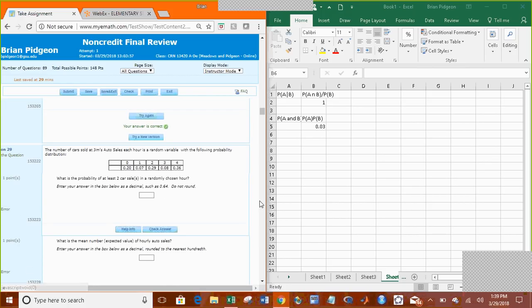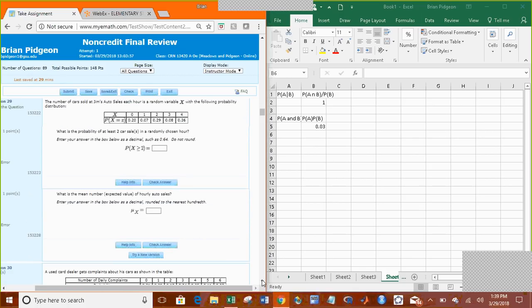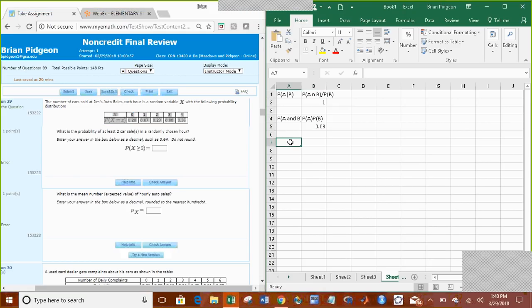Reload the question. There we go. So, the number of cars sold at Jim's auto sales each hour is a random variable X. It has the following probability distribution. Alright. What is the probability of at least 2? Let's copy and paste this into it. There we go. So we need to know the probability that X is greater than or equal to 2.